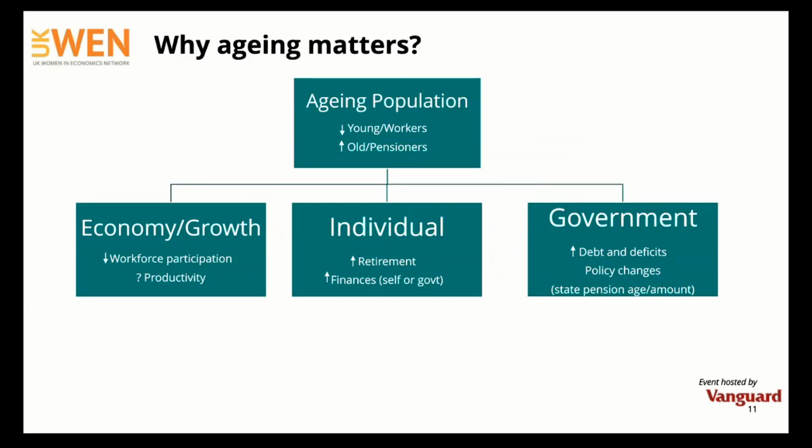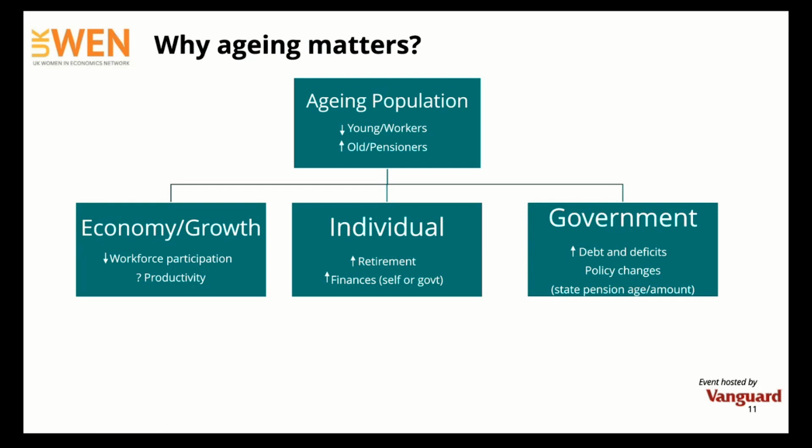So that's aging in terms of facts. What about the channels? Why does aging matter? That's what we're talking about today. An aging population, what that means is the number of young workers and the number of workers, people working in the labour force, tends to fall, got the downward arrow, and the number of old workers or the pensioners tends to rise. So we're going to be talking about this with our experts in a minute.